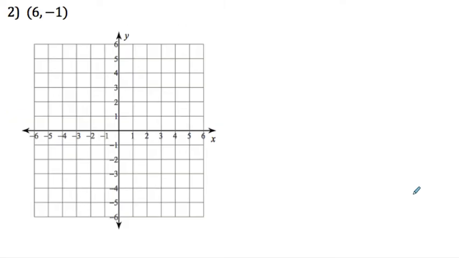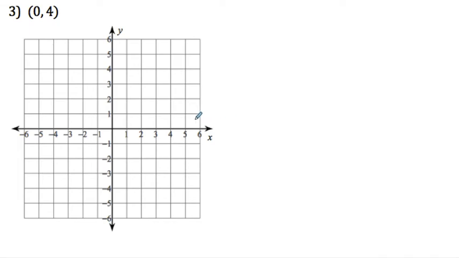Now, what we're going to do for the last examples is just the opposite. We're just going to take these points and put them on the graph. So 6, negative 1. Again, I'm starting at the origin, in the middle. I'm going to go to the right 6. So 1, 2, 3, 4, 5, 6. Don't put a point yet because we have to do the other part. Negative 1 is down 1. So right here is your point. Make sure you do both parts before you put the point on the graph.